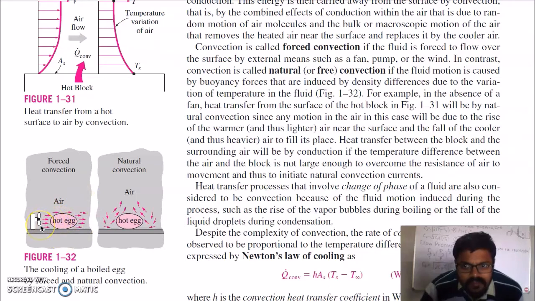If a fluid is forced to flow over the surface by external means such as a fan, pump or wind. In contrast, convection is called natural convection in this case, if the fluid motion is caused by buoyancy forces that are induced by density difference due to the variation of the temperature within the fluid.